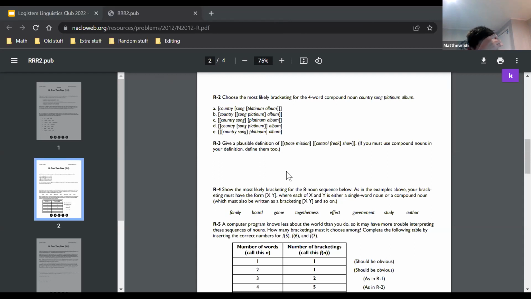Yeah, that could be possible. So my answer for this question is a drama about control freaks performed during a space mission. There are multiple answers to this question, it just depends on the way you interpret it. So I'm going to give about 2 more minutes for anyone else to put in their answers, and then after that we'll move on to R4.